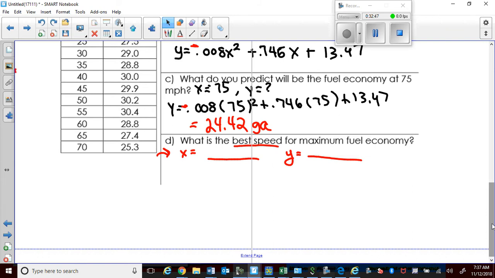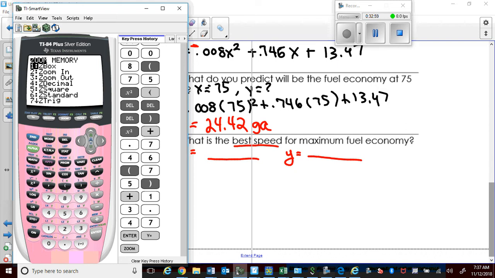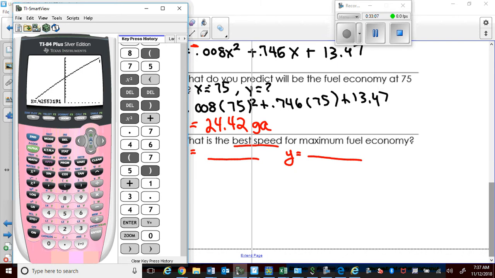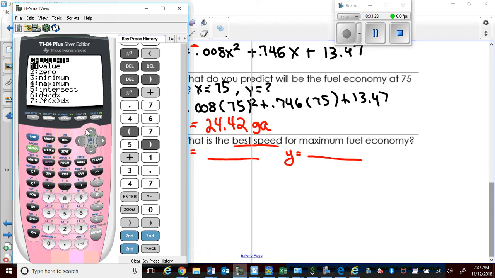So, go to grab a calculator, make sure my equation's in there, and it is. And I go to second, press zoom 0 for the curve of best fit, so I can see that curve there. And then I press second trace. Apologize, guys. Second trace, and I go down to maximum.